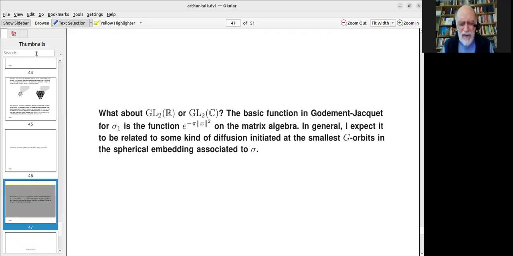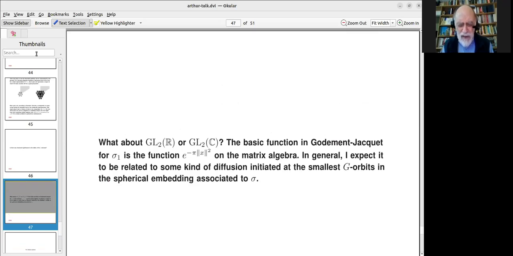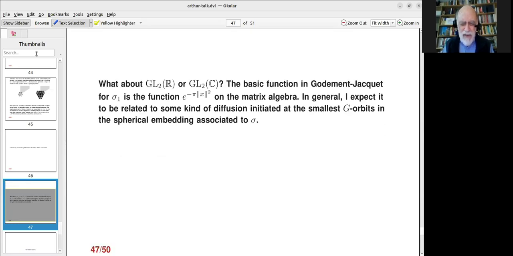So I think there's some algebraic significance. Another interesting question, which might be answerable without too much trouble, is GL2R and GL2C. There are statements, not formulas, due to Go and Lowell about this in a recent paper, but they don't tell you very much. What's tempting is that the basic function in Godement-Jacquet is an exponentially decreasing function, a kind of normal distribution. In general, it seems impossible to imagine, but I think you get some kind of diffusion initiated at the smallest G orbits on the spherical embedding. I don't see any other possibility. That explains, in a sense, what happens for GL2 and the standard representation.